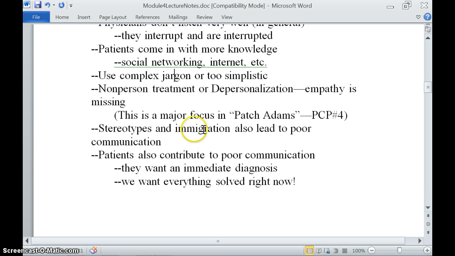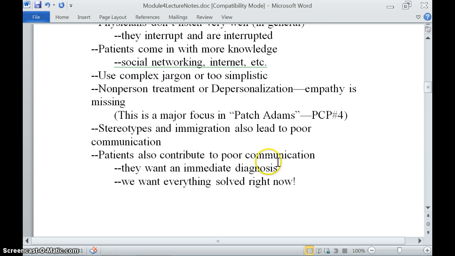As I talked about, stereotypes in immigration also lead to poor communication. And again, with the onset of greater immigration occurring, for example, with Hispanic Americans, they're now the largest minority. We need to know how to communicate with them.